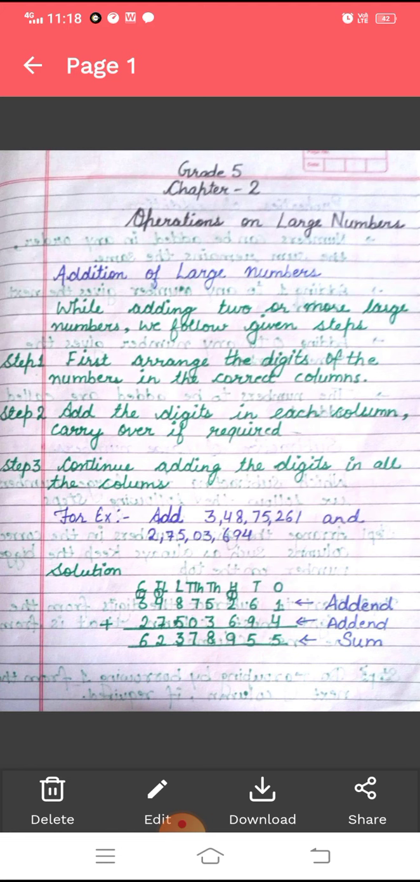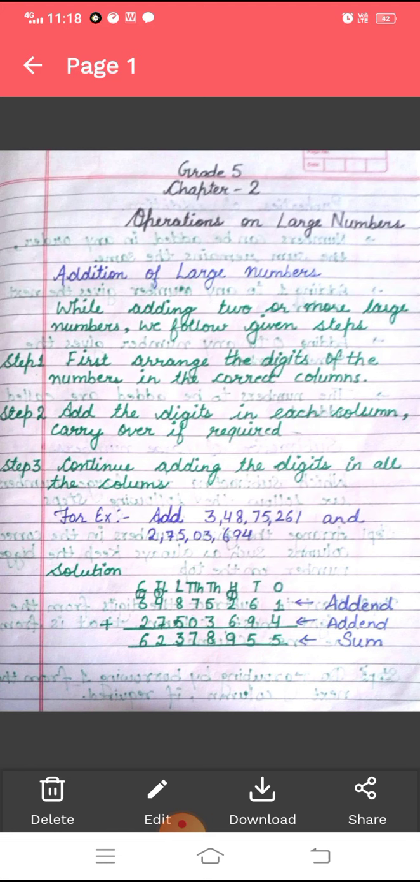Let us take an example. We have to add 3 crores 48 lakh 75,261 and 2 crores 75 lakh 3,694. We will add them. The numbers that we are adding up are known as addends, and the result of the addends is known as the sum. So we will firstly write these two numbers according to their place values.